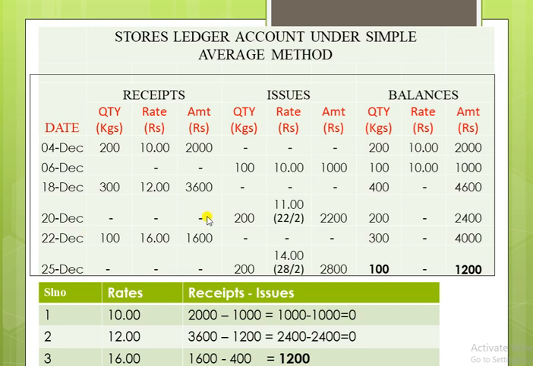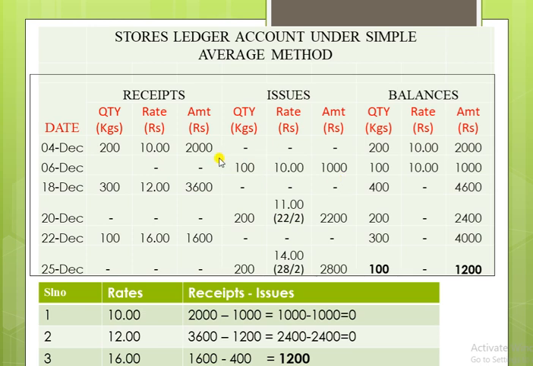December. So we have issued 200 kgs or 200 units of quantity. The rate is 11 rupees I have taken. So how has this 11 rupees come? That is by adding 10 plus 12. Previously two transactions have taken place. In that one transaction, only 1000 units have already been sold or issued.